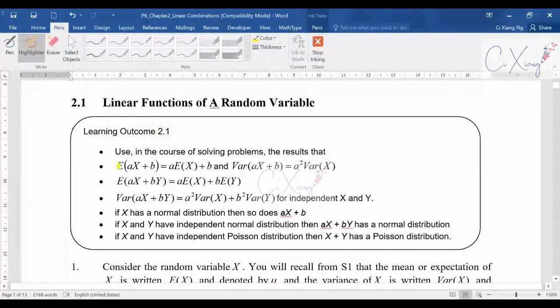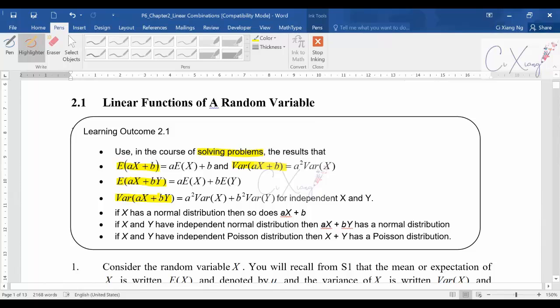Okay, so what you need to do is use some concepts to solve the problem. The concepts that you need to know are how to find the expected value for ax plus b, how to find the expected value for ax plus by, and also the variance for ax plus by. Okay, then you have to use all the concepts here to solve the problem.